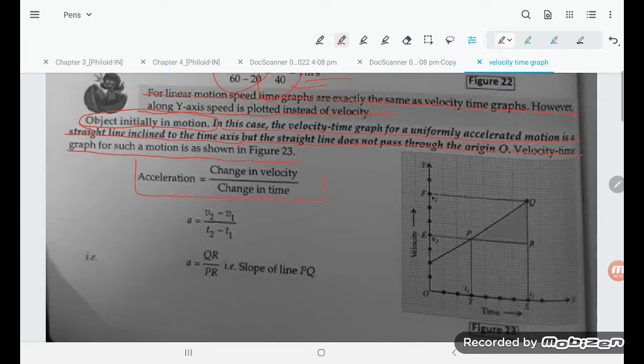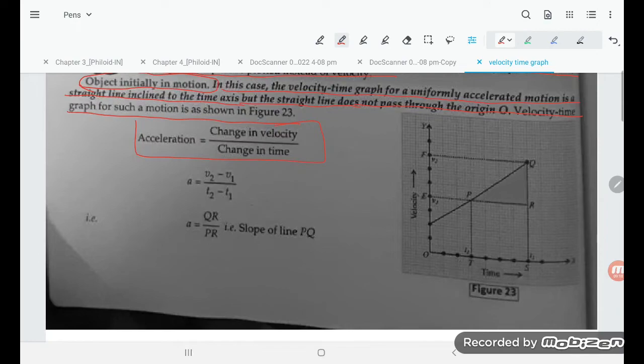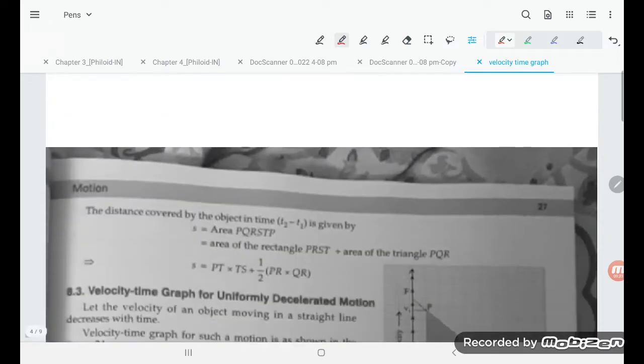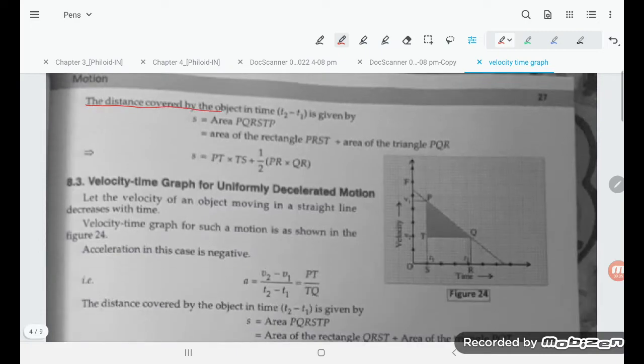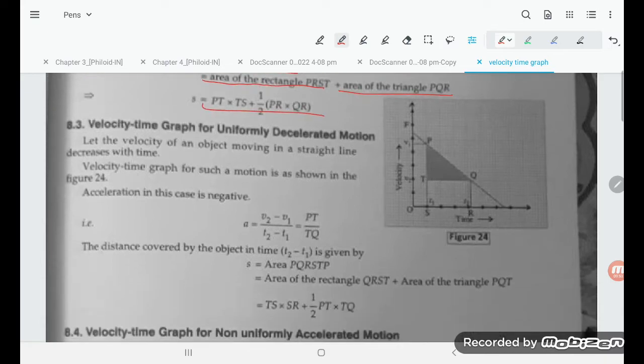So acceleration is equal to change in velocity upon change in time. So A is equal to V2 minus V1 upon T2 minus T1. So A is equal to QR upon PR. This is the velocity time graph. So the distance covered by the object in time T2 minus T1 is the area PQRSTP, the area of a rectangle and the area of a triangle. So this will come.